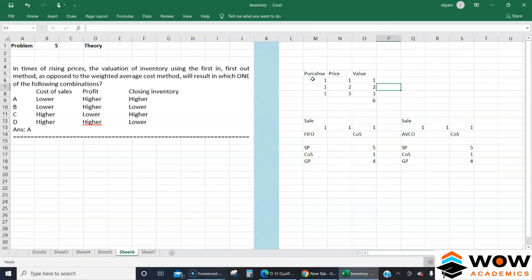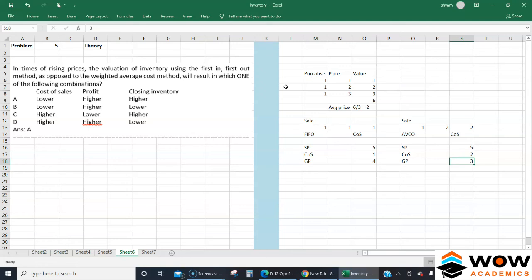See, in the average method everything is the same except for the price of inventory. Inventory would be priced not at 6 but at the average price. So the average price would be 6 divided by 3, which is 2. So if you sell, the first item that goes is 1 unit at 2 rupees, and 2 rupees would be your cost of sales. So your sales amount is 5, your cost of sales would now be 2, and your gross profit would be 3. So what is the answer?